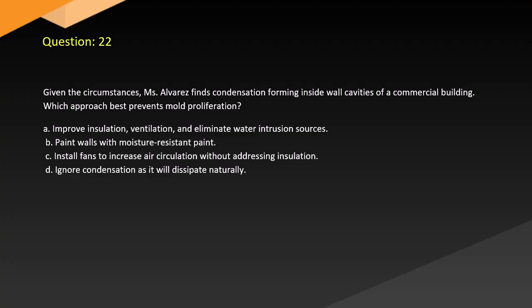Question 22. Given the circumstances, Alvarez finds condensation forming inside wall cavities of a commercial building. Which approach best prevents mold proliferation? A. Improve insulation, ventilation, and eliminate water intrusion sources. B. Paint walls with moisture-resistant paint. C. Install fans to increase air circulation without addressing insulation. D. Ignore condensation as it will dissipate naturally.